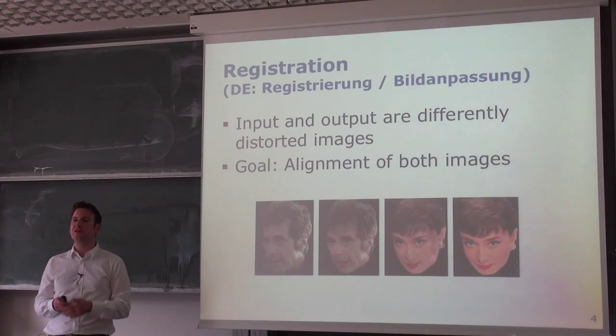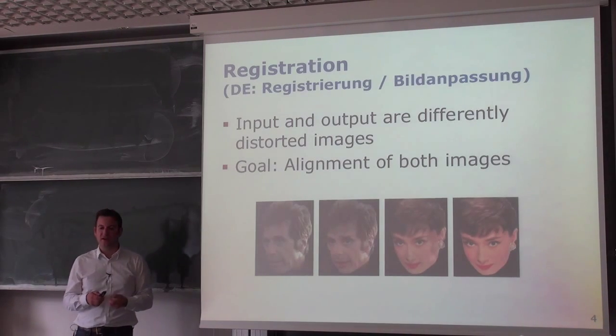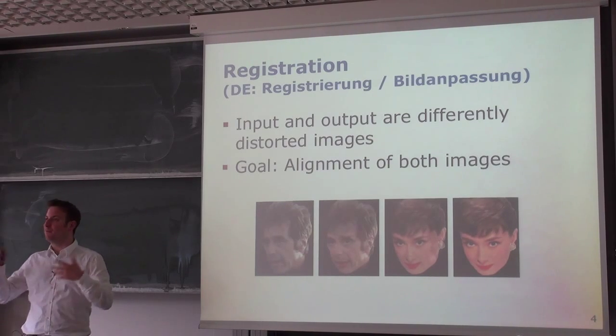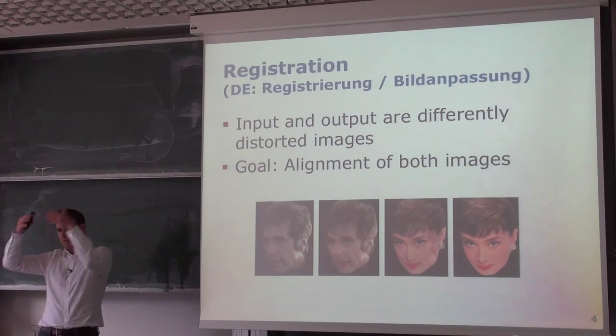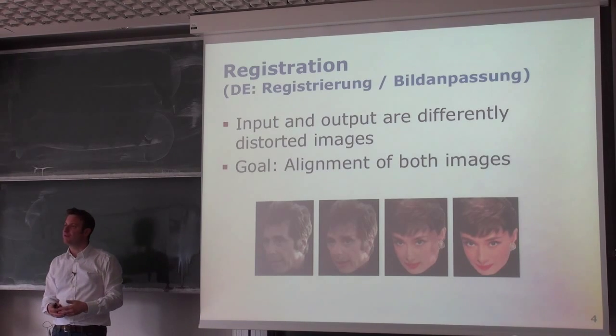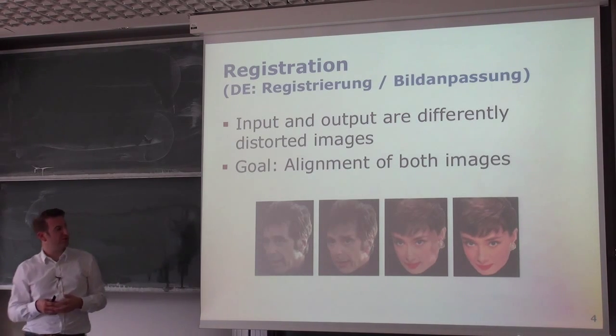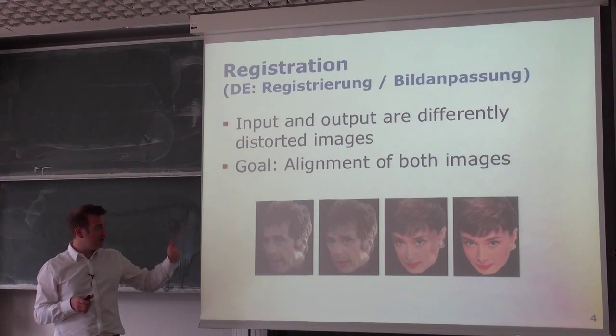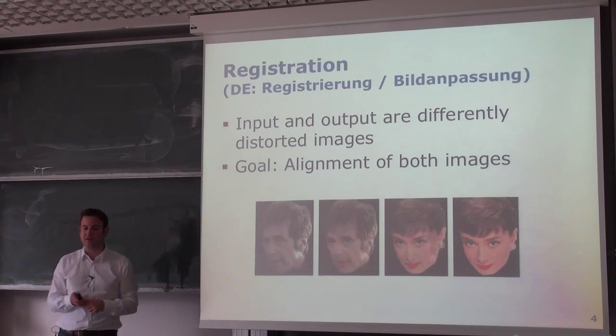These are just examples of why we may be interested in geometric transformations. Other examples are, for example, mosaicing. If I have a large number of images and I want to generate a large mosaic of those images and stitch those images together, in this case I can also use techniques like this.